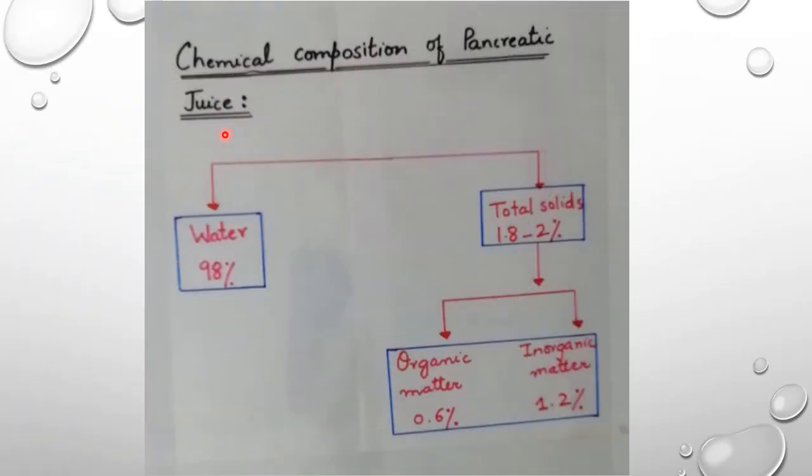Chemical composition of pancreatic juice. Pancreatic juice is mainly composed of water, which comprises around 98%. Then the rest of the pancreatic juice is composed of solid portion, around 1.8 to 2%, which is further distributed as organic matter and inorganic matter.